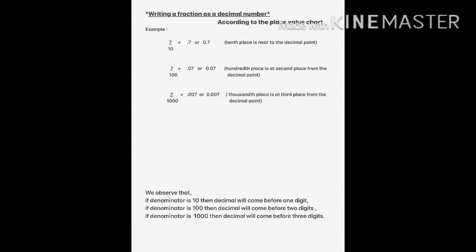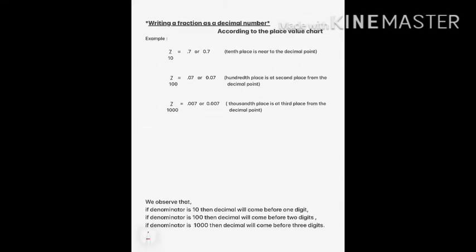Alright, then moving ahead with the exercises now. Writing a fraction as a decimal. Now how to write a fraction as a decimal? This example is in front of you. I have just taken one and I have compared it: 7/10, 7/100 and 7/1000. How to write it as a decimal? Now observe the answer and then we will formulate a rule here.